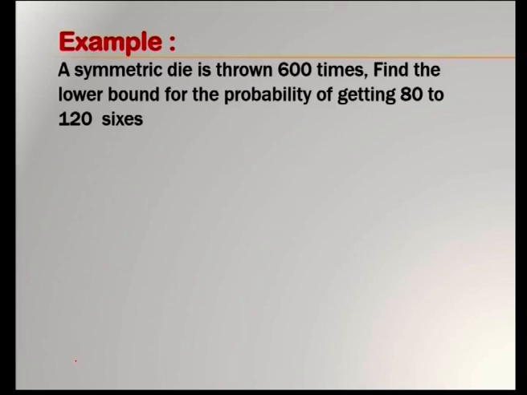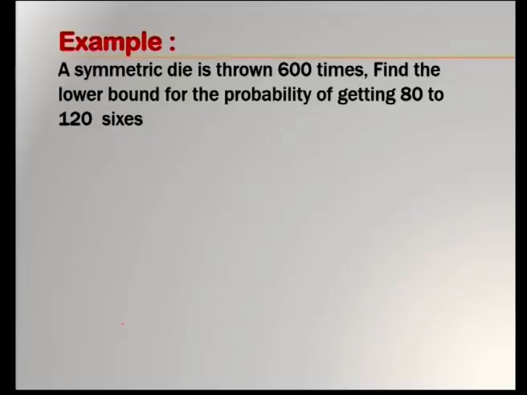See this example, a symmetric die is thrown 600 times. Find the lower bound for the probability of getting 80 to 120 sixes. Getting a 6 is considered as a success. So, using that probability of success as p, find out the mean mu and then find out the variance. Using variance, find out the standard deviation.